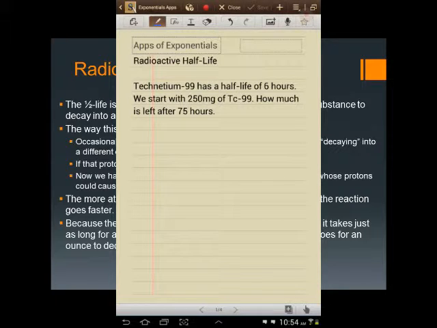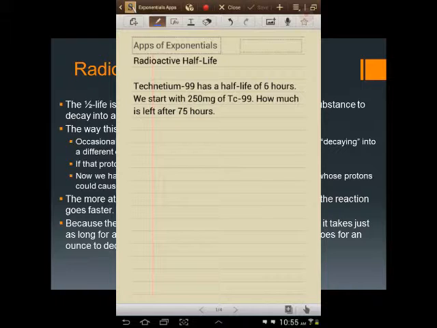Technetium-99. Technetium is a radioactive element. It's used in a lot of medical procedures, scanning procedures, things like that. It has a half-life of 6 hours. It's one of the reasons why it's used in medicine, because it breaks down pretty fast. We're starting with 250 milligrams of TC99. How much is left after 75 hours?